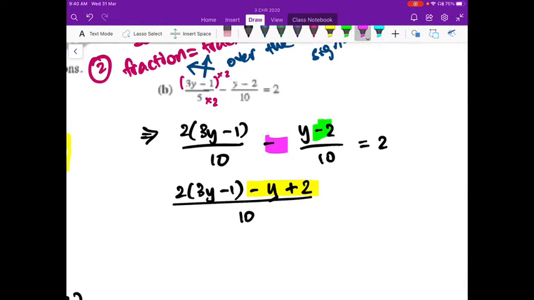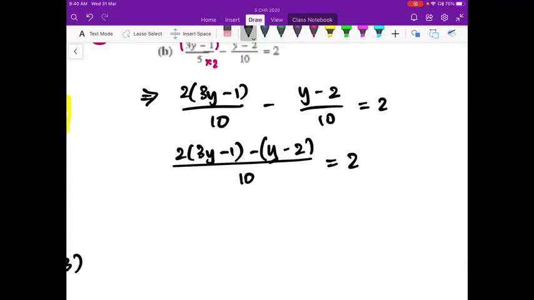There's another negative over here. Minus times minus gives us plus. Okay? So the other way to do this is, instead of writing minus y plus 2, the other way is by writing minus bracket y minus 2. This is the other way to do it. Okay, then from here, the next step will be expanding.